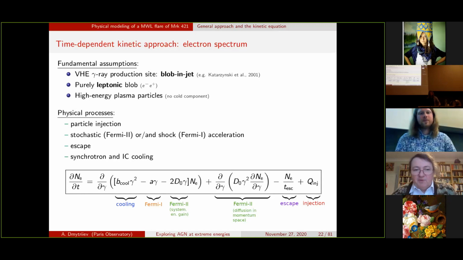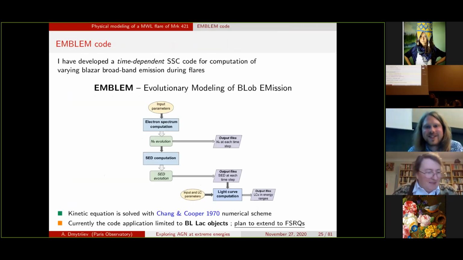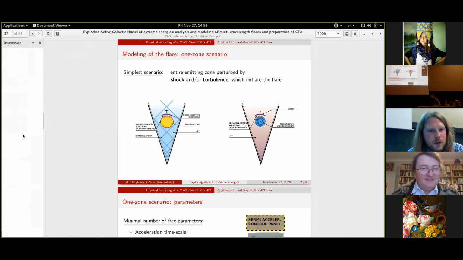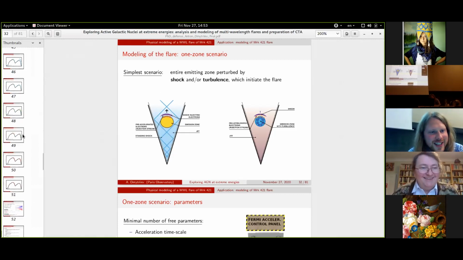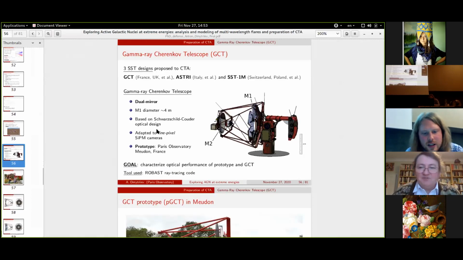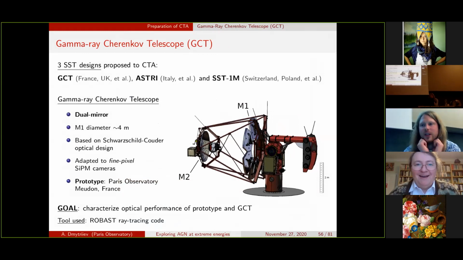So now I want to jump completely to something that is dear to my heart, which is the GCT. So maybe we go to slide 56, I guess. All right, I told you there would be a jump. Yeah, no worries. So I'm almost there. Yes, I'm also aware that I shouldn't go on forever.